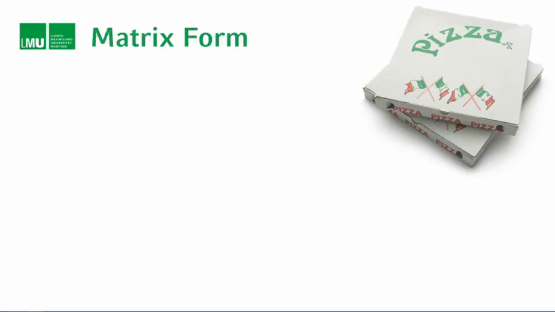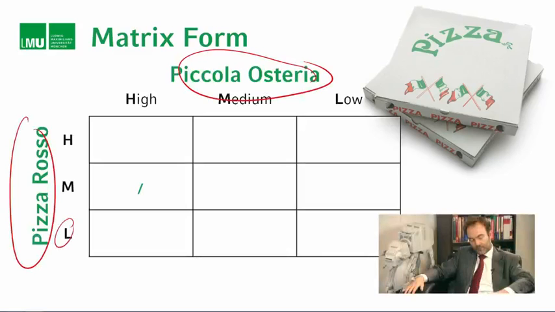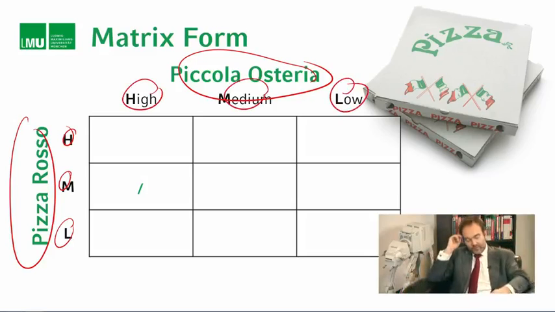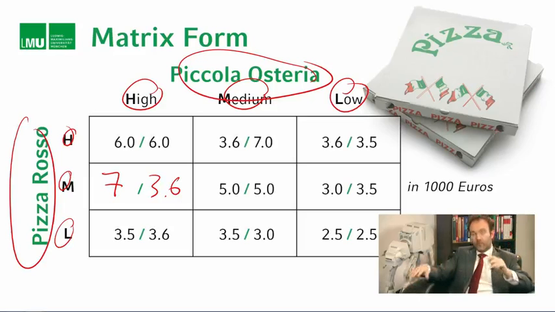And from that, we can basically just construct the entire payoff matrix, like we did in the previous example on toothpaste. Let's have a look here. We've got Pizza Rosso, we've got Piccola Osteria, we've got the three strategies, high, medium, low, for both players. Now, the thing we just discussed, Pizza Rosso charging a medium price and Piccola Osteria charging a high price gives 7,000 euros for Pizza Rosso, and it gives 3,600 for Piccola Osteria. And we can construct the entire payoff matrix and complete it. These are, of course, in 1,000 euros.